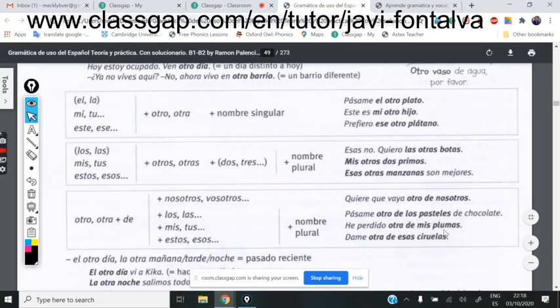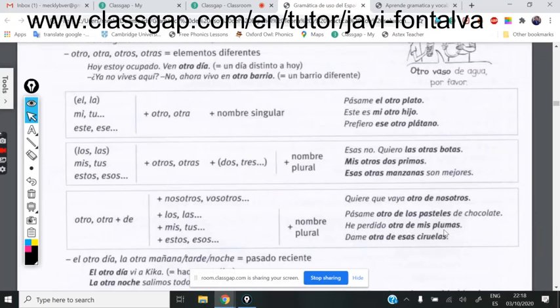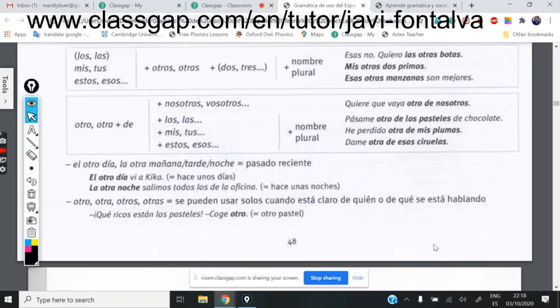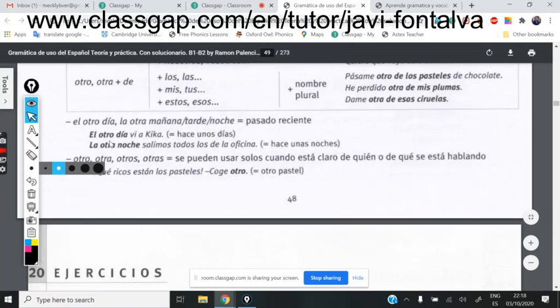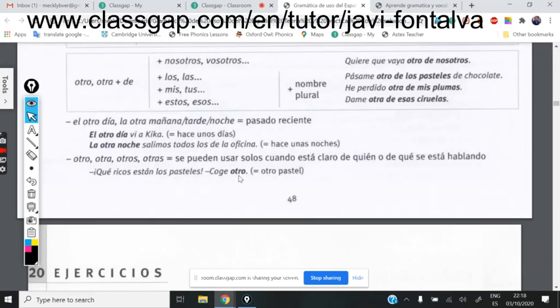Well, pluma is like this old quill, actually. Dame otra de esas ciruelas. Give me another one of those plums. Ciruela is plum. Or you could also say something like this. El otro día. The other day, la otra noche, the other night. Or you just say otro, which is another one. So take another one, coge otro.